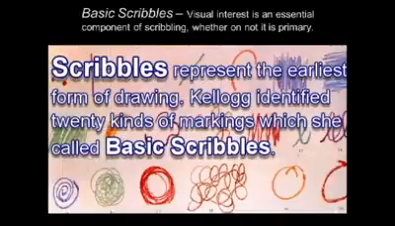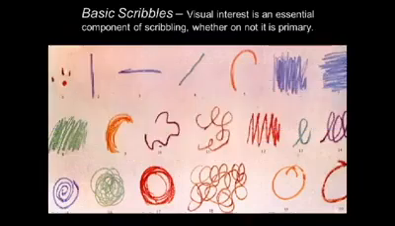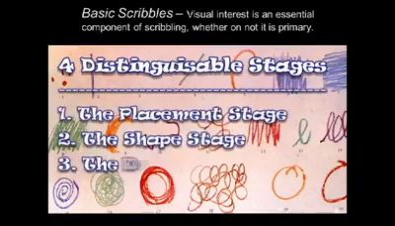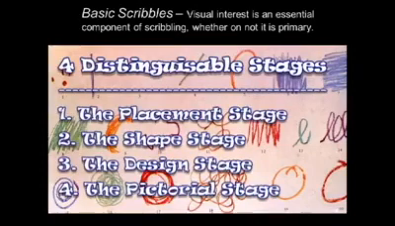Kellogg identified types of marking, which she called basic scribbles. These include vertical, horizontal, diagonal, curving, waving, or zigzag lines and dots. As young children progress from scribble to picture making, they go through 4 distinguishable stages: placement, shape, design, and pictorial.